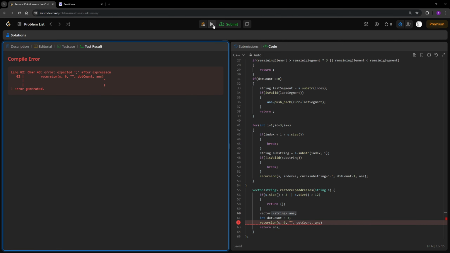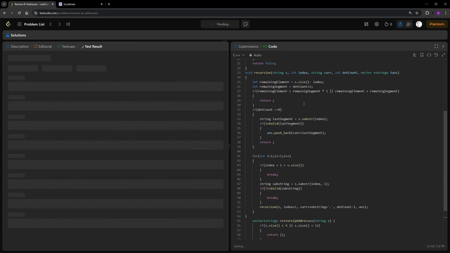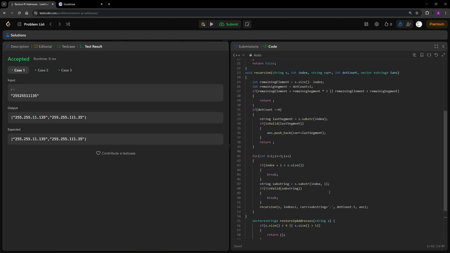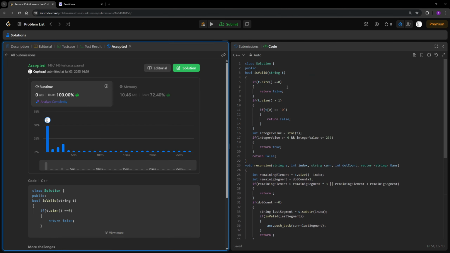I'm not sure what mistakes I might have made, but let's be perfect. Let's see that we are right. I will be surprised if my code runs on the first go.